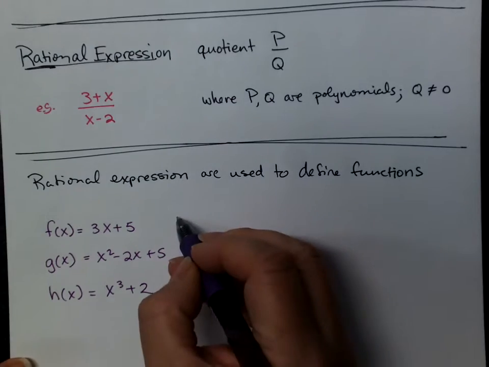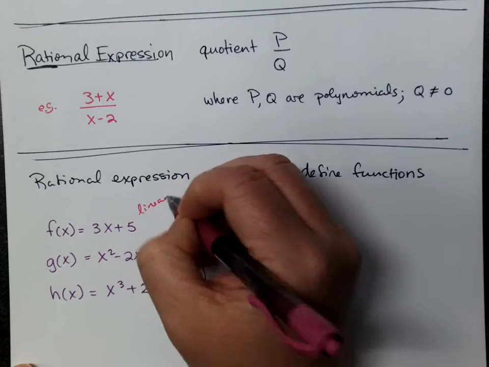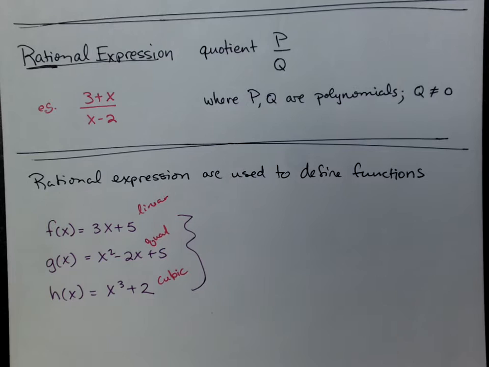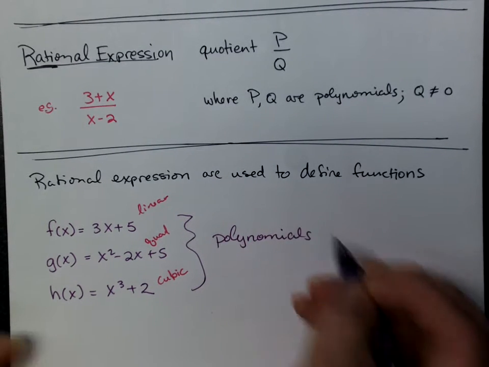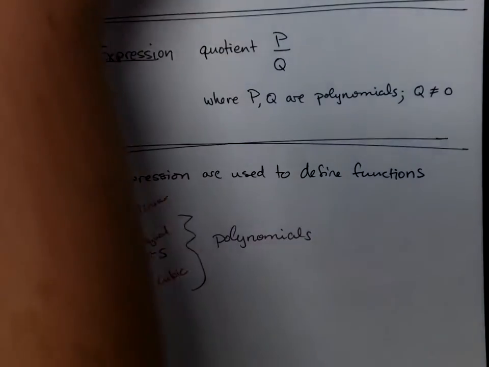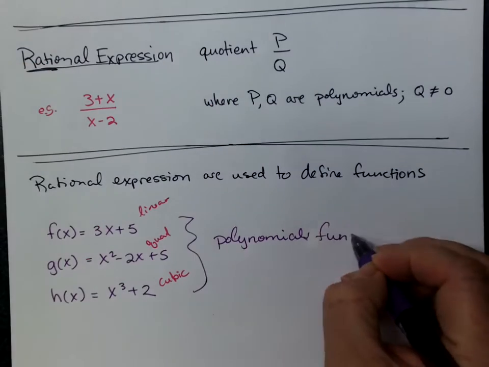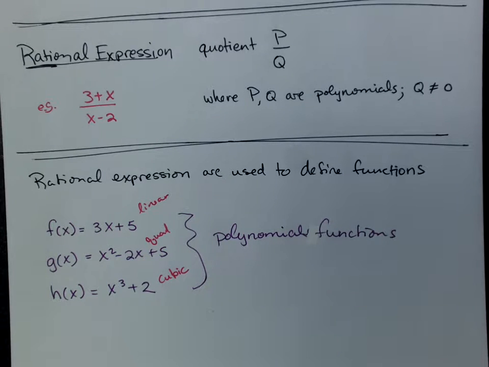Okay? Now, regardless of whether it is linear, quadratic, or cubic, regardless, these are all polynomials. Polynomials are all flat. Now, let me be more specific. These are polynomial functions. Okay? Functions defined by polynomial expressions. And you can see that each of these is flat, so to speak. It's just a single polynomial.